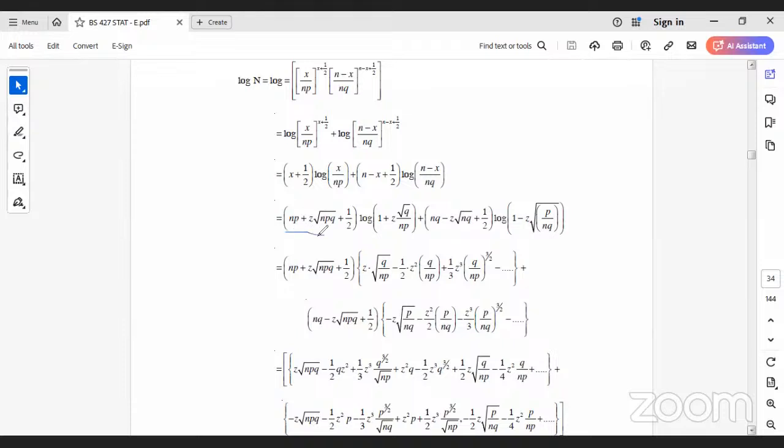np plus z under root of npq plus 1 by 2, plus log 1 plus z root q by np, nq minus z under root of npq plus 1 by 2 log 1 minus z under root of p by nq. Simplification: z into q by np minus 1 by 2 z square q by np. So we do the simplification. Clear?